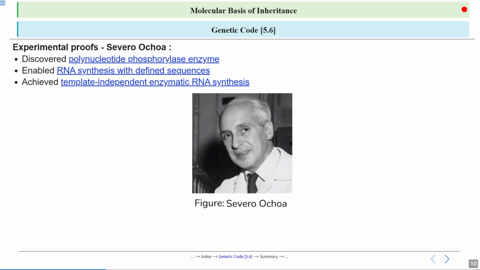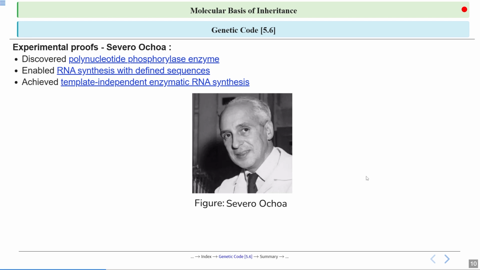How? By chemically synthesizing RNA molecules with repeating nucleotide sequences and then observing which amino acids were incorporated into proteins during translation. This research work, along with that of Marshall Nirenberg, which we have studied, led to the cracking of this genetic code, and they even shared the Nobel Prize.